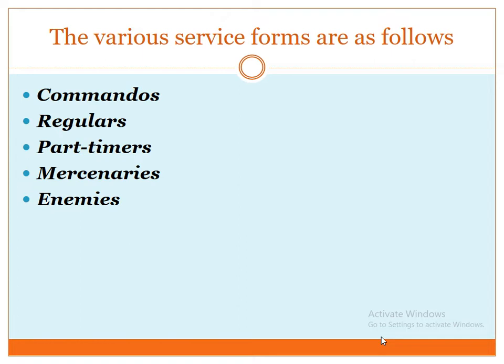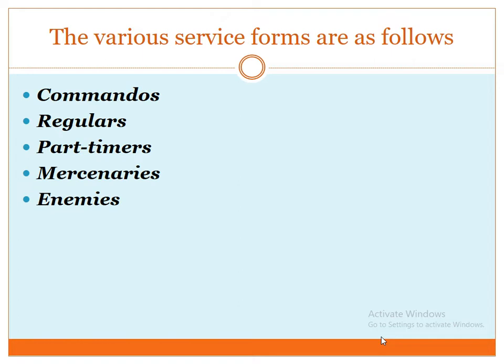Next are mercenaries. Mercenaries are not part of the parent organization. The prime reason for fighting on the side of the main organization is that they are being paid to do so. They may switch sides if there is a sufficient incentive, and they do not share the culture of the parent organization. Last are enemies. These are not on the same side.